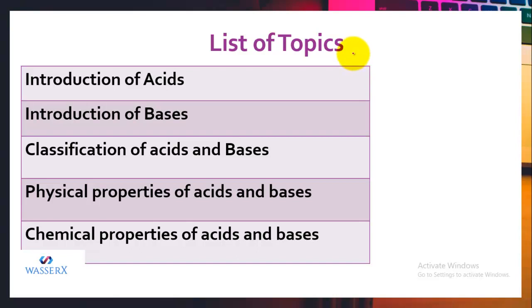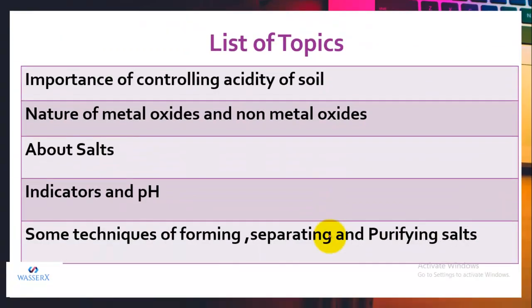The topics we will be covering in this video are introduction of acids, introduction of bases, classification of acids and bases, physical properties of acids and bases, chemical properties of acids and bases. We'll do the importance of controlling acidity of soil. We'll do nature of metal oxides and non-metal oxides. We'll study about salts. We'll take up indicators and pH, and we'll also do some techniques of forming, separating and purifying salts. So are you ready to start with this interesting chapter? So let's start.